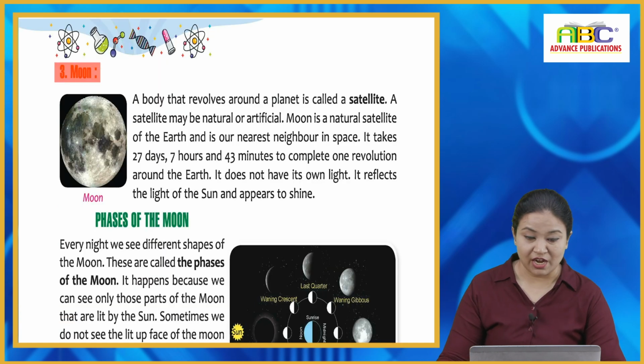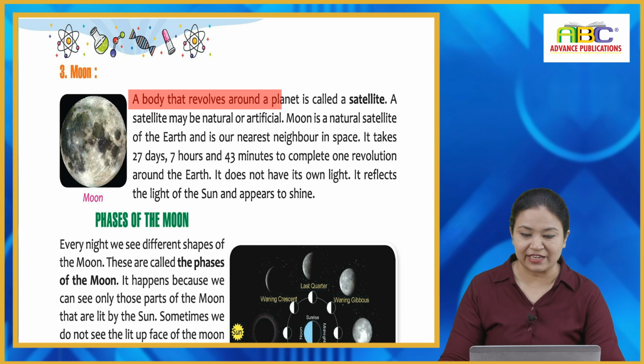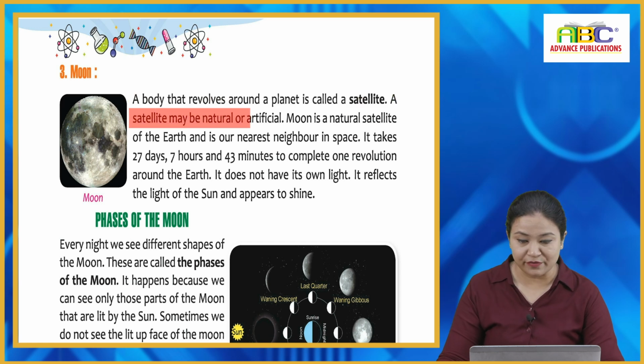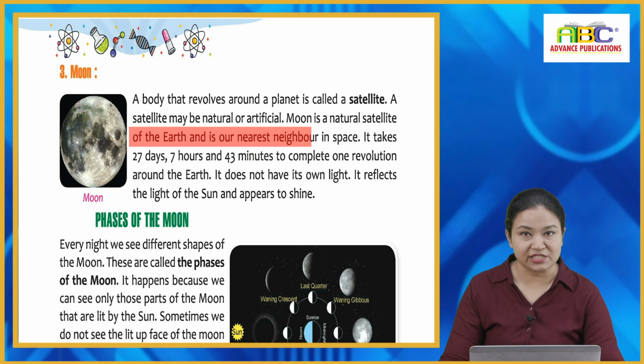Now third, moon. A body that revolves around a planet is called a satellite. A satellite may be natural or artificial. The moon is a natural satellite of the earth and is our nearest neighbor in space.